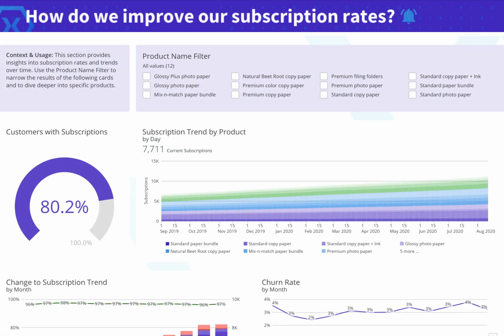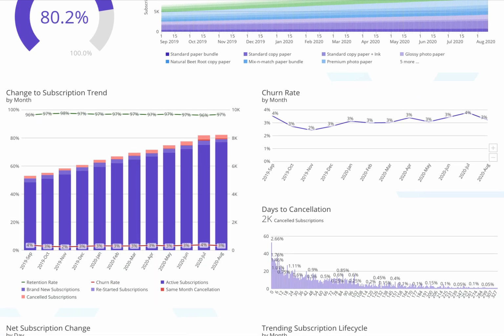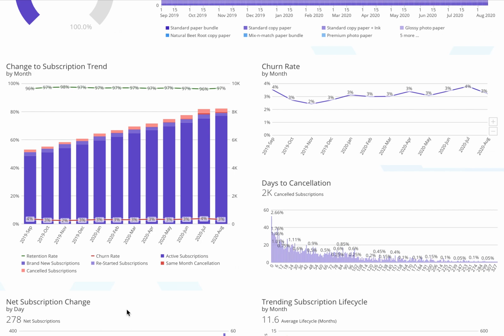Finally, if you offer any sort of memberships or subscriptions, we gather all that data for you as well. We can show you the subscription trends by product, the percentage of customers with subscriptions. We can also show you the changes to your subscription trend, including how many people restarted subscriptions, the brand new ones each month, the number of canceled, the number of same month cancellations, and the total active. And then we overlay that with the retention and the churn rates. We also break those out separately.